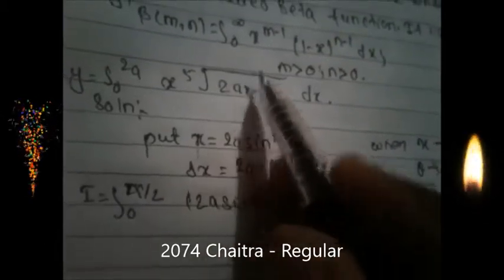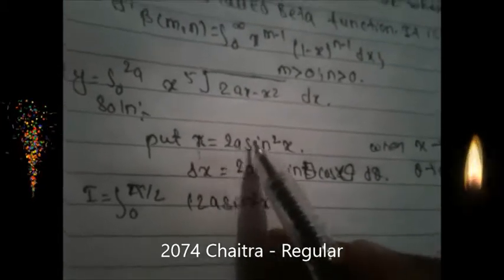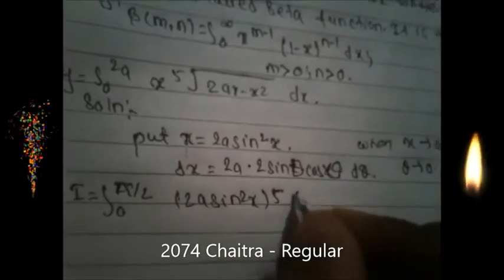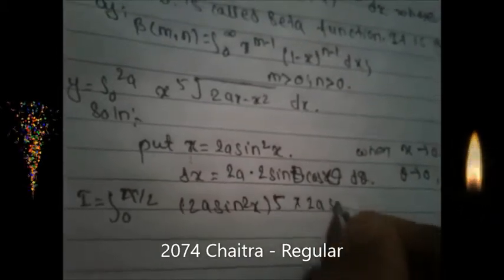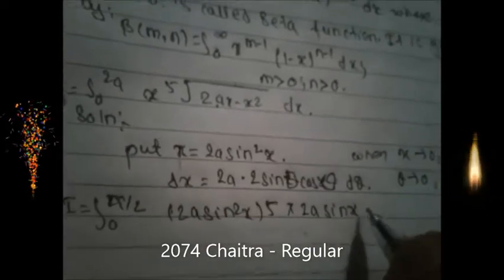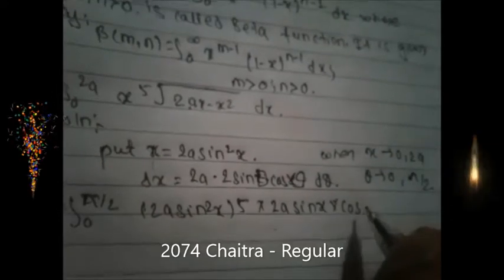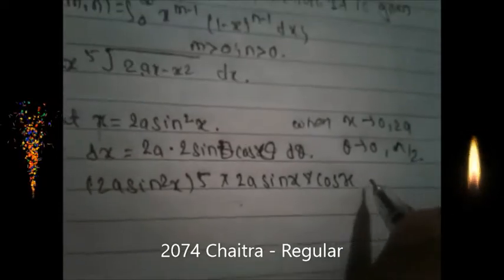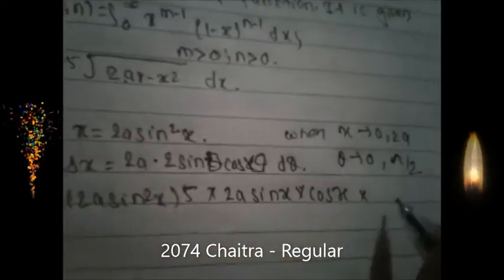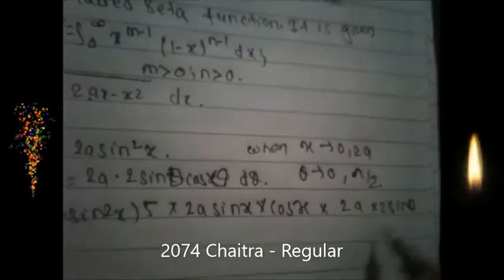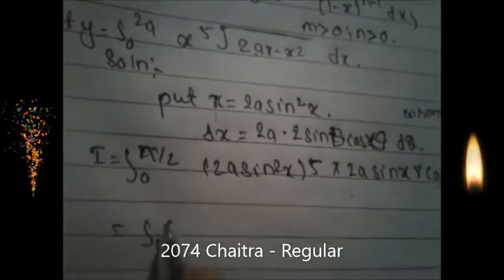x is 2a sine square theta to the power 5, and this 2a under the root is 4a square, 4a square sine square theta. It may be taken out as 2a sine theta, and inside it remains 1 minus sine square theta, which is cos square theta, and when it comes out it becomes cos theta, into dx. What is our dx? 2a into 2 sine theta cos theta d theta, the integral from 0 to pi by 2.